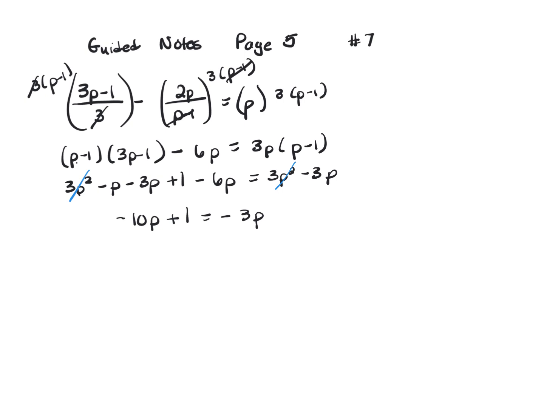We're trying to solve for p. I'm going to add 10p to both sides, and that leaves me 1 equals 7p. Divide both sides by 7, and I get 1 over 7 equals p.